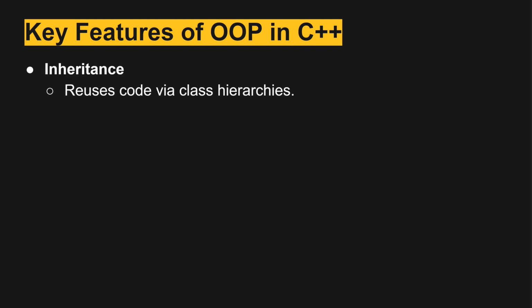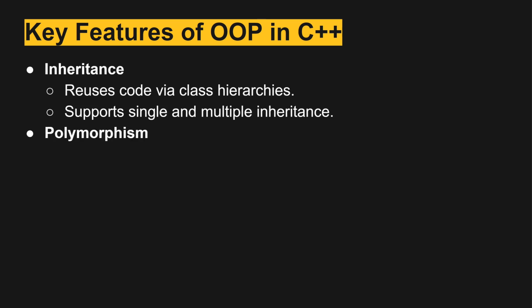The next is inheritance. C++ allows classes to inherit properties and behaviors from other classes, enabling reuse and creating this hierarchy. Not only that, C++ supports single and multiple inheritance, allowing more complex relationship modeling between the different classes. C++ also supports polymorphism, allowing methods to be defined in a base class and then overridden in the child or derived classes. It supports both function overloading and the use of virtual functions. So it has quite a bit of flexibility that works with the polymorphic aspect of the object-oriented paradigm.